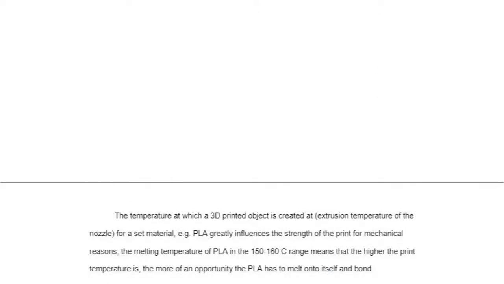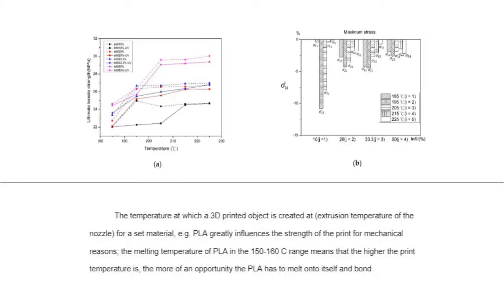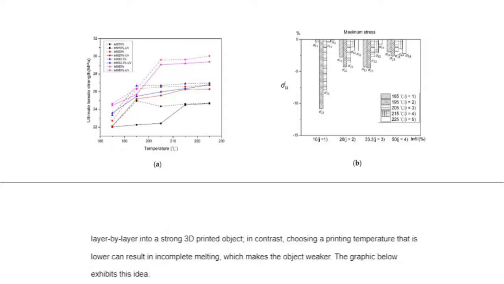The temperature at which a 3D printed object is created, the extrusion temperature of a nozzle for a set material, for example PLA, greatly influences the strength of the print for mechanical reasons. The melting temperature of PLA in the 150 to 160 degrees C range means that the higher the print temperature is, the more of an opportunity the PLA has to melt onto itself and bond layer by layer into a strong 3D printed object. In contrast, choosing a printing temperature that is lower can result in incomplete melting, which makes the object weaker.